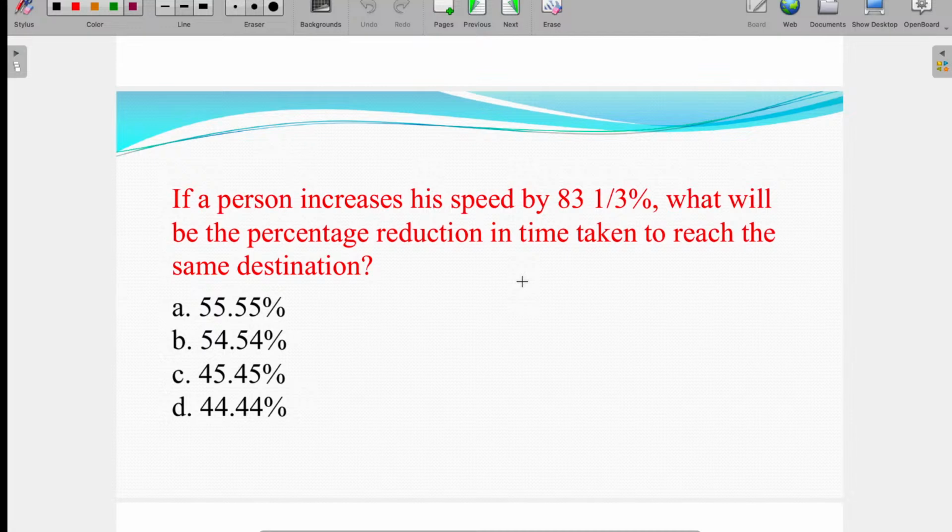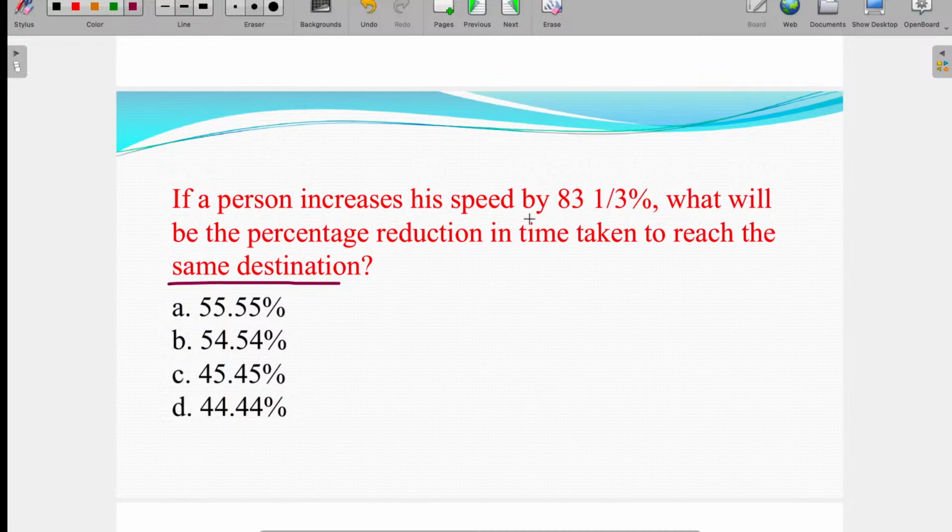Okay, you think about this question. Same destination. What is the meaning of that? If the destination is the same, what is the meaning? Same distance. What is the relationship? If the distance is constant, what is the relation among the remaining variables? Distance is directly proportional to speed? No, if distance is constant, time is inversely proportional to speed. So you can write it directly.